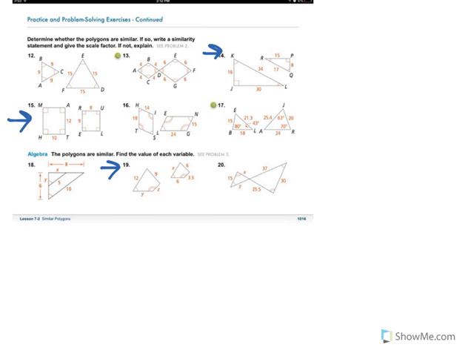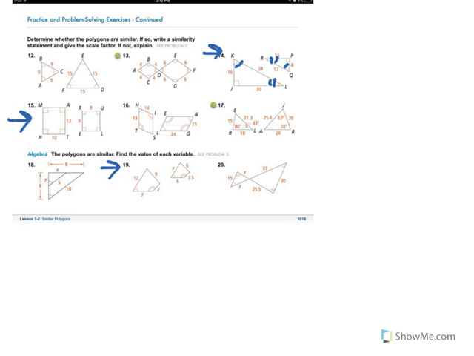Two things need to be true for the polygons to be similar. All the angles have to be the same. And you can see their congruence marks there are showing you that the angles are the same. So I passed that test. And then the sides have to be in the same proportion. So let's take a look at that.